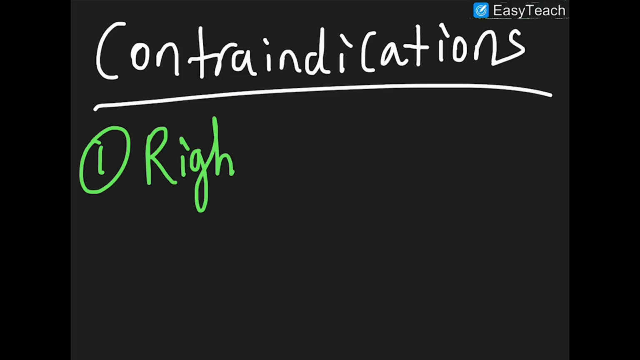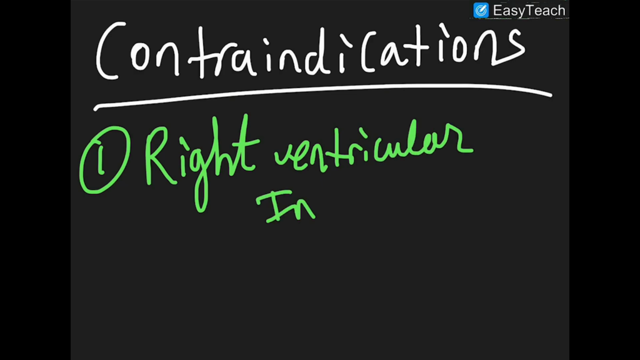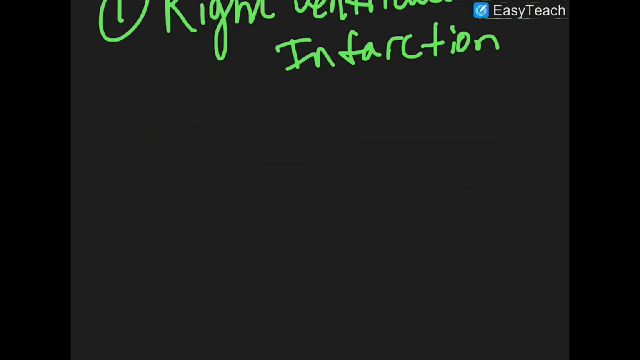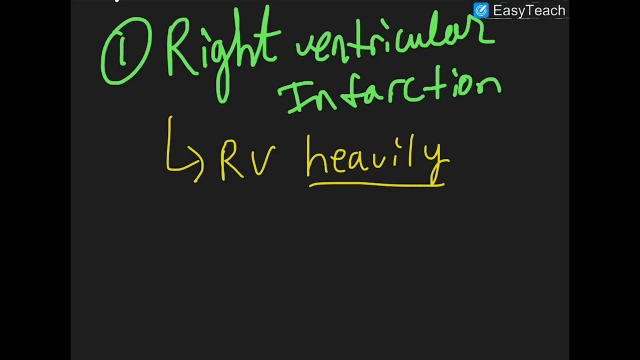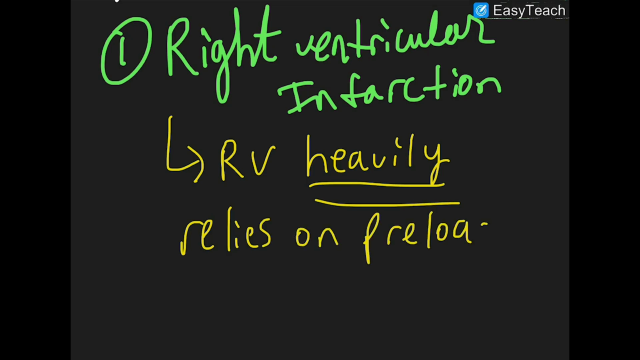Right ventricular infarction. And why is this? Well, if we remember, the right ventricle relies on preload very heavily. So if we know that the right ventricle relies heavily on preload, that's actually really important. Let's write that down: the right ventricle heavily relies on preload.